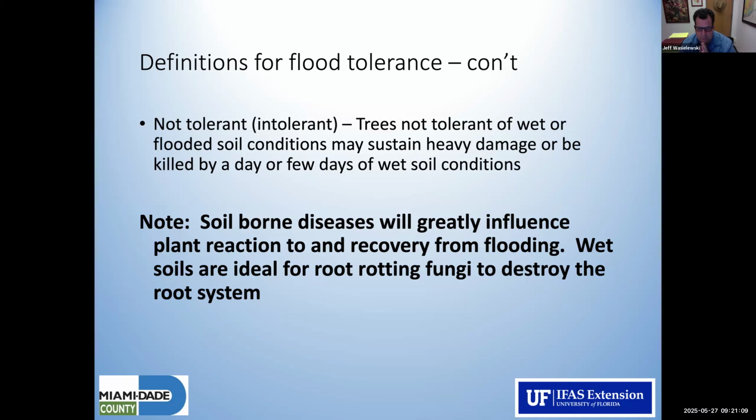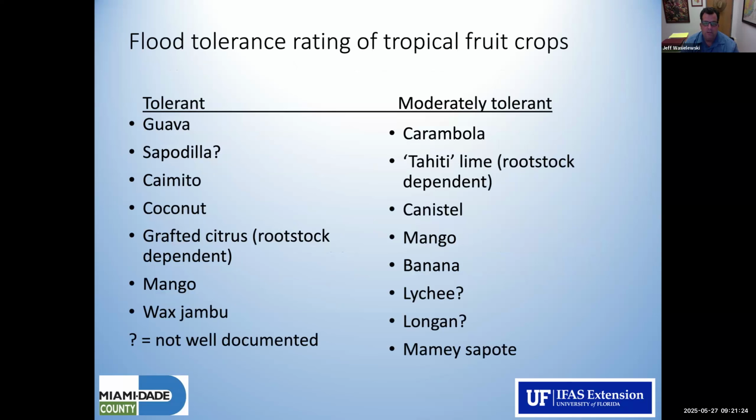Wet soils are ideal for root-rotting fungi to destroy the root system. So once you get those wet soils, these fungi kind of wake up and they start attacking the roots. They can move around rather well. So tolerant, moderately tolerant. You have tolerant: guava, maybe sapodilla, we're not sure. Kaimito, coconut, that makes sense. Grafted citrus, it depends on the rootstock. And mango, and then wax jambu. So these are more tolerant.